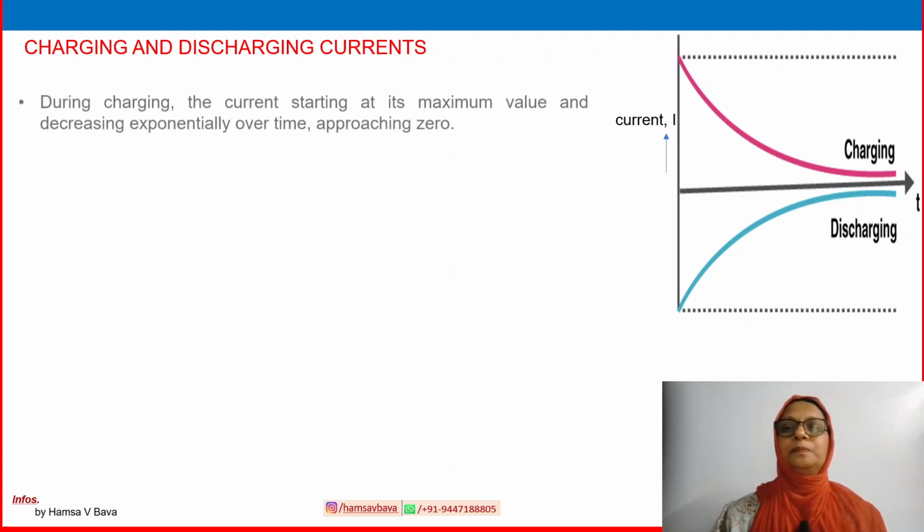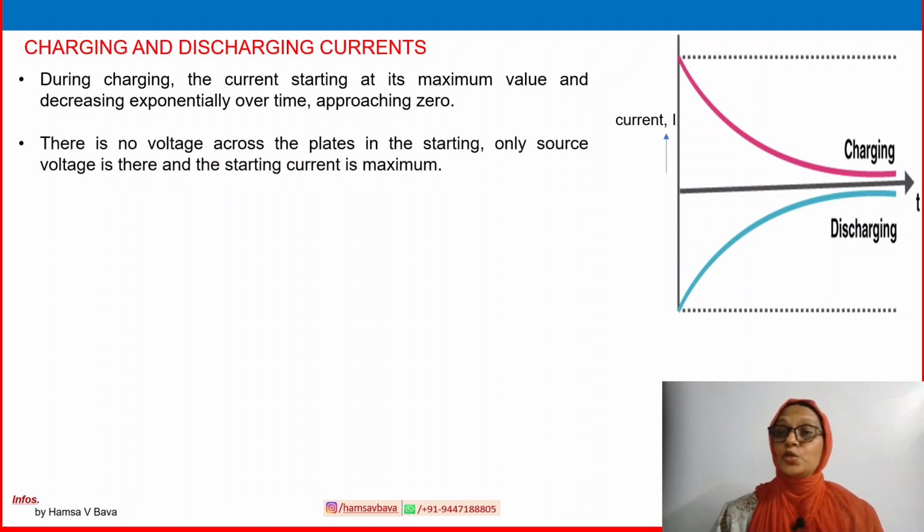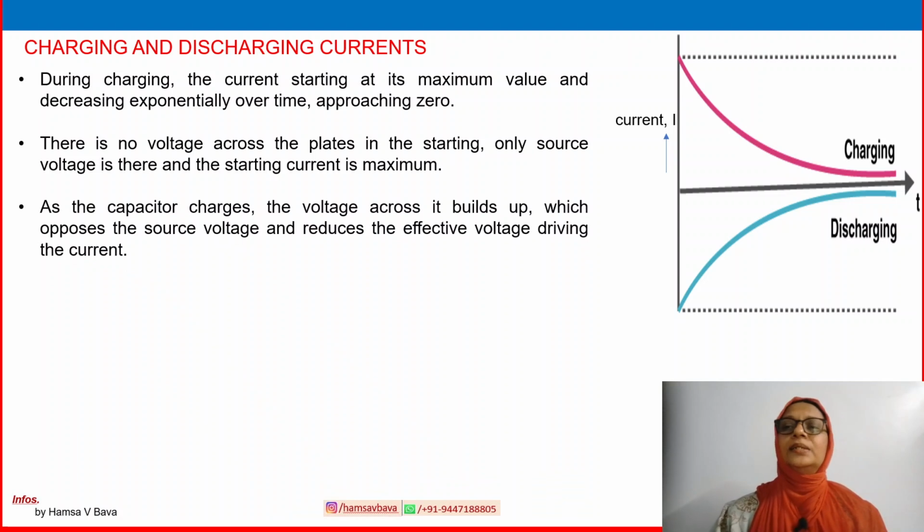Here are the currents. During charging, the current starts at its maximum value and decreases exponentially over time, approaching zero. There is no voltage across the plates in the starting. Only source voltage is there at the start. That is why the starting current is maximum. As per Ohm's law, I is equal to V by the resistance. Then V, there is only source resistance. As charging started, then what will happen?